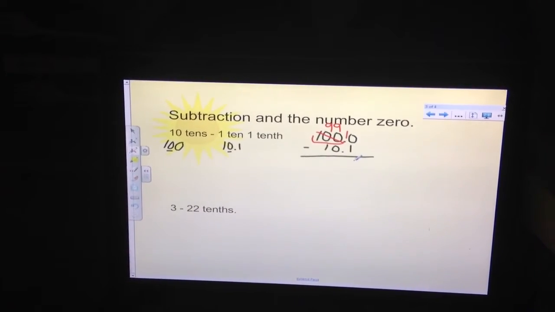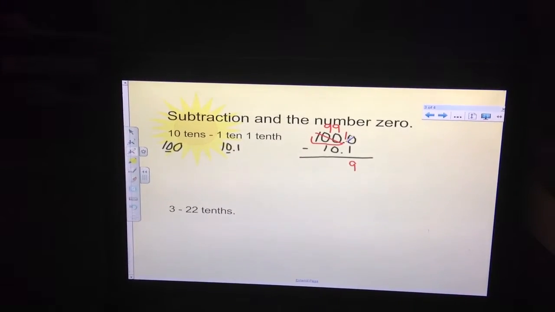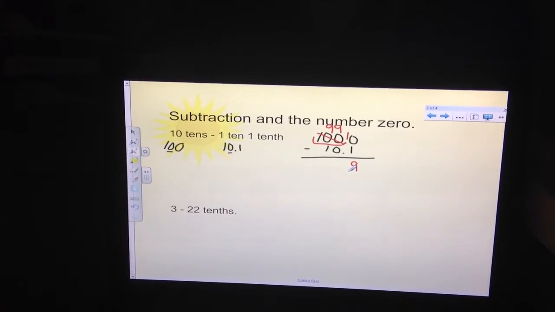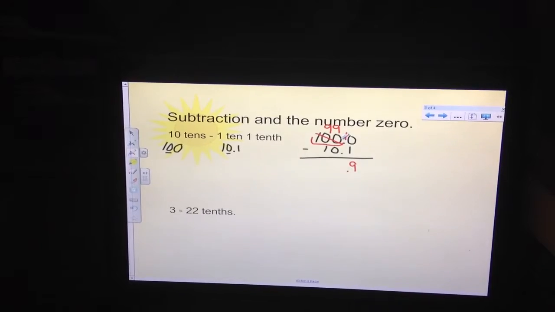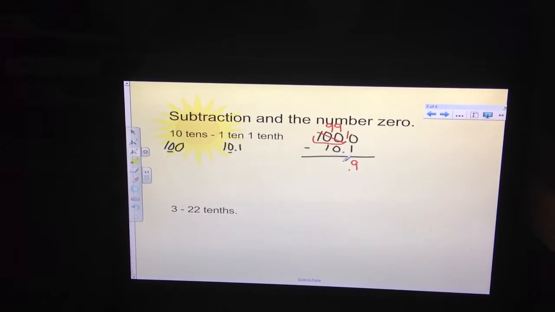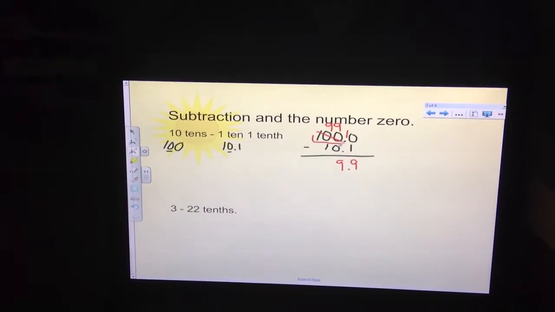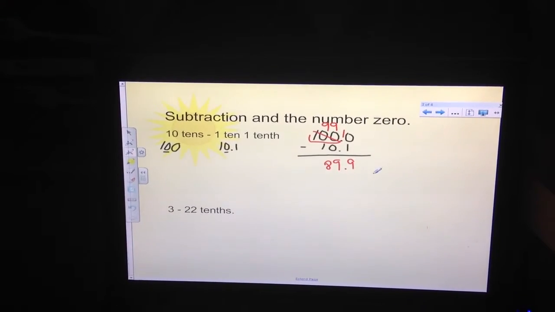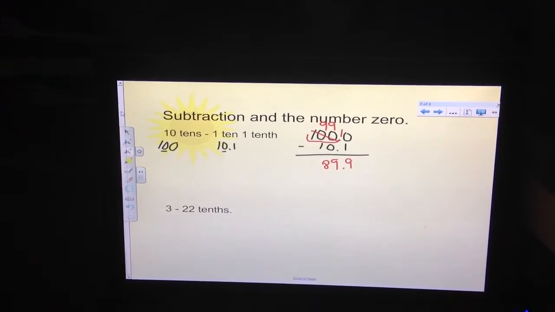10 minus 1 is 9. I want to make sure that I bring that decimal right down in my answer. If I don't do that, it will affect my result. 9 minus 0 is 9, and 9 minus 1 is 8. So my answer would be 89 and 9 tenths.